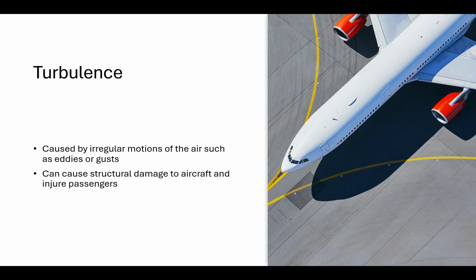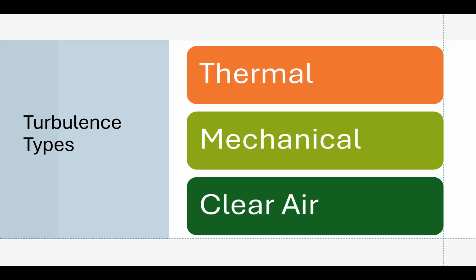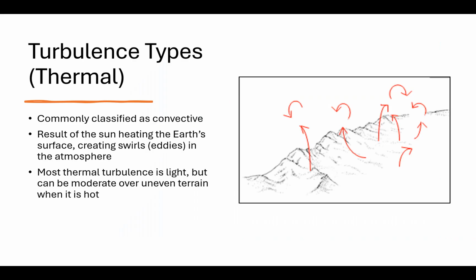It's caused by these irregular motions of the air, such as eddies or gusts. And it can cause structural damage to aircraft and injure passengers. And we've seen this plenty of times with turbulence. There's some cases where planes will be airborne, they'll encounter some significant turbulence and they have to turn around and land right away, make an emergency landing because of damage to the plane. There are three main types of turbulence that we're interested in. There's thermal turbulence, mechanical turbulence, and clear air turbulence. So let's break these down.